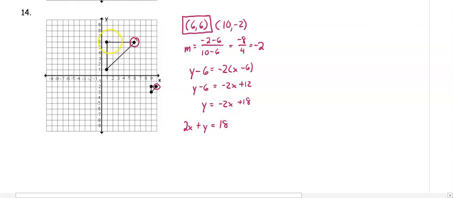Then we're going to pick another point. So I'm going to pick these two. So those coordinates are 1, 6, and 9, negative 2. So when I do my slope here, I have negative 2 minus 6 over 9 minus 1, which gets us negative 8 over 8, which reduces to negative 1.